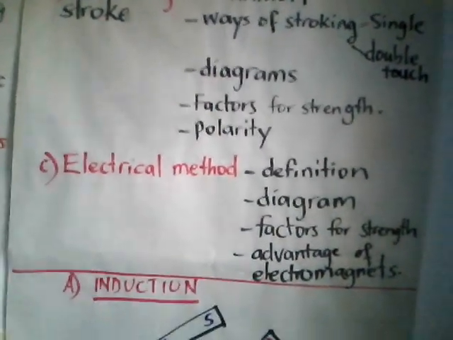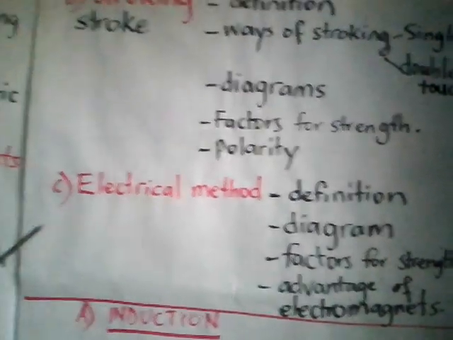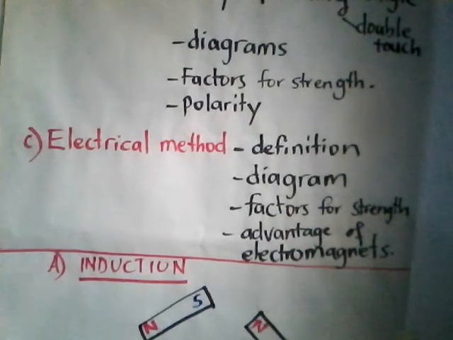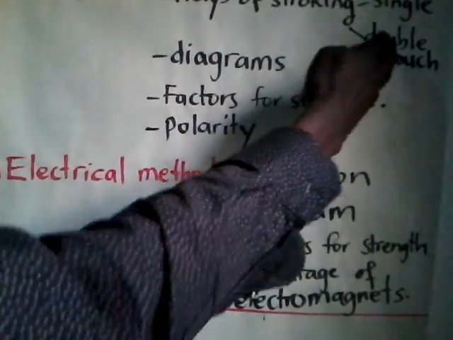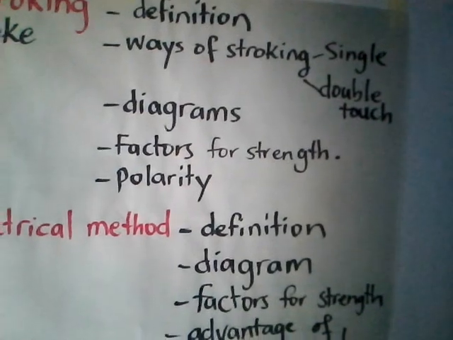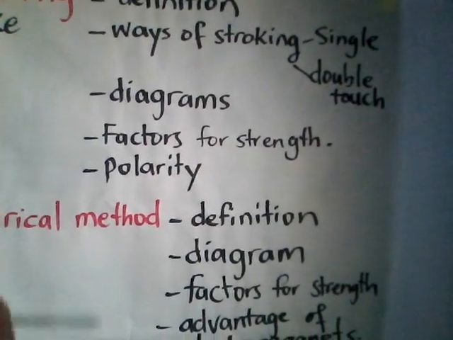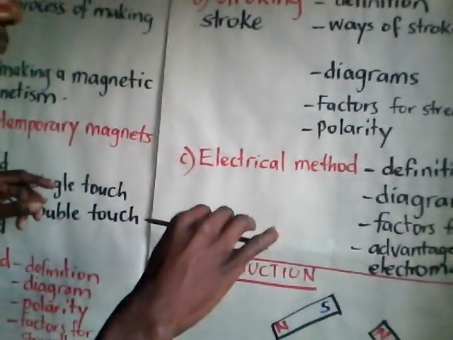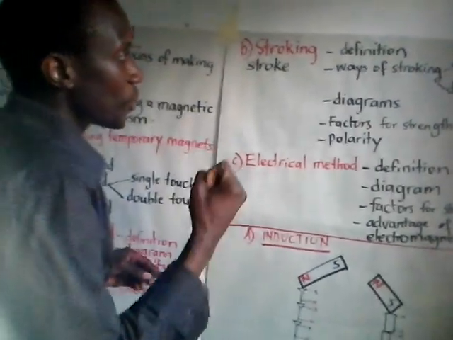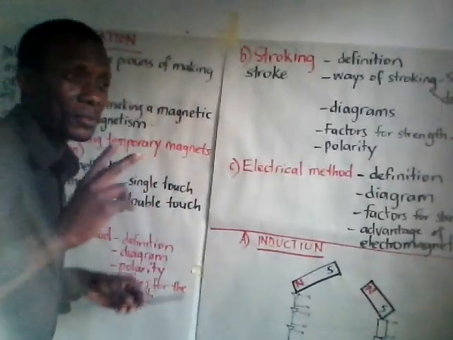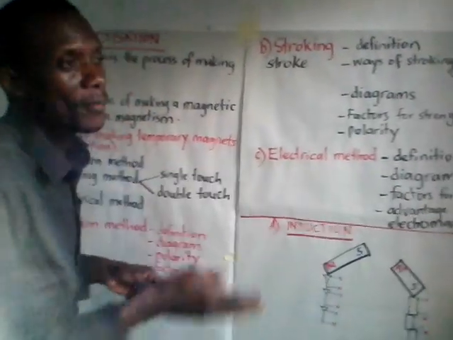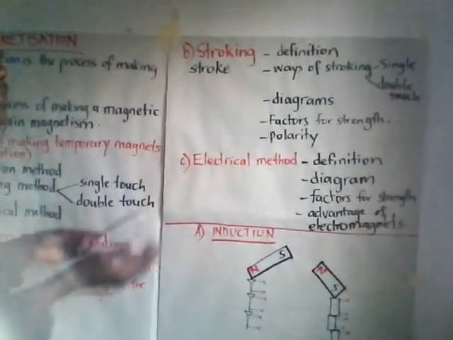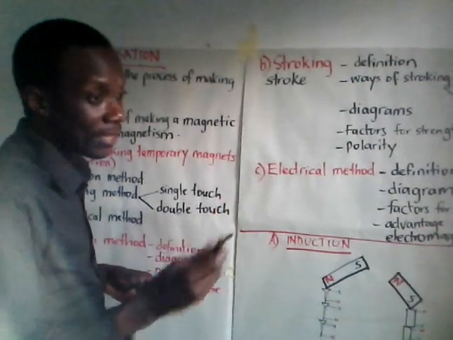Factors responsible for the strength of this magnet that we have made by stroking. Factor number 1, the number of permanent magnets you're using. All factors constant, we would expect double touch to produce a stronger temporary magnet than single touch. If we are using magnets of the same strength, then the number of strokes matters. If I give two students a magnet to stroke, one makes 10 strokes, the other makes 50 strokes. Holding all other factors constant, we would expect the one with 50 strokes to make a stronger magnet than the one with 10 strokes.